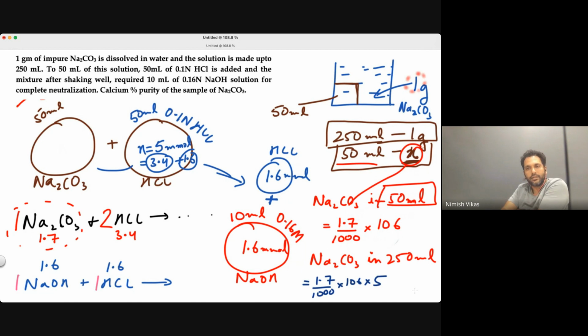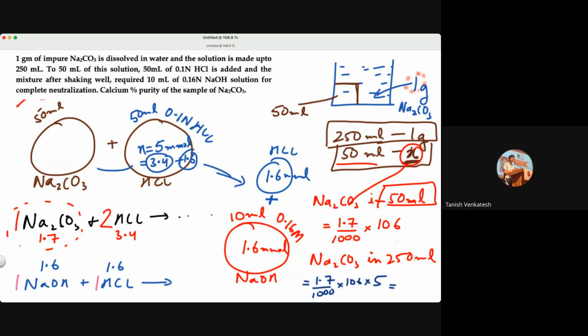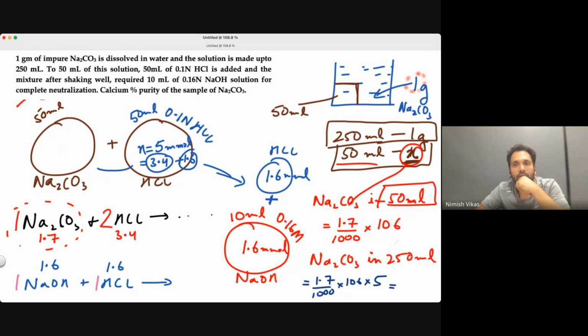Is that clear? And I just pray to God that this number comes less than 1 gram, because it can't be more than 1 gram. At the max it can be 1 gram. Right, guys?